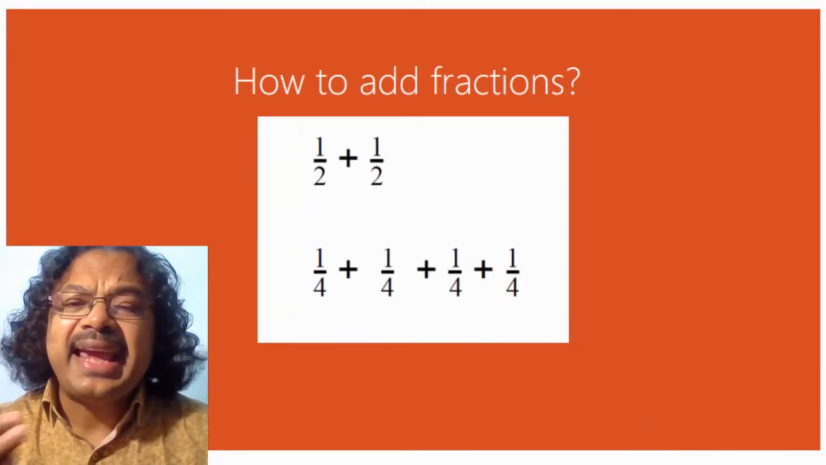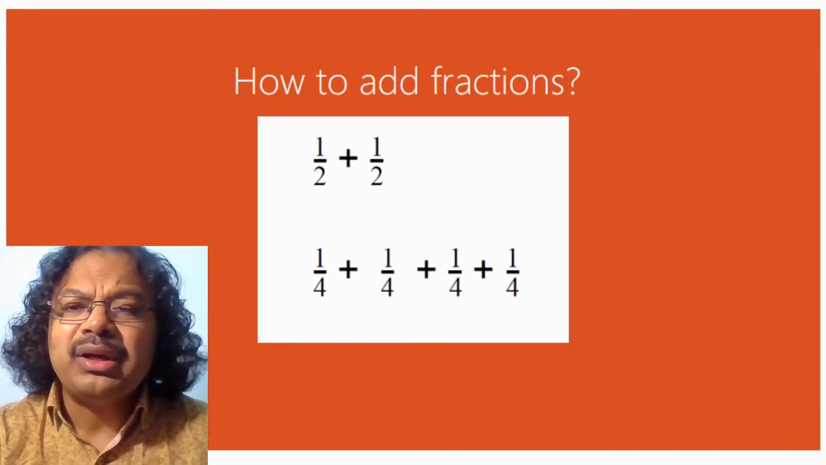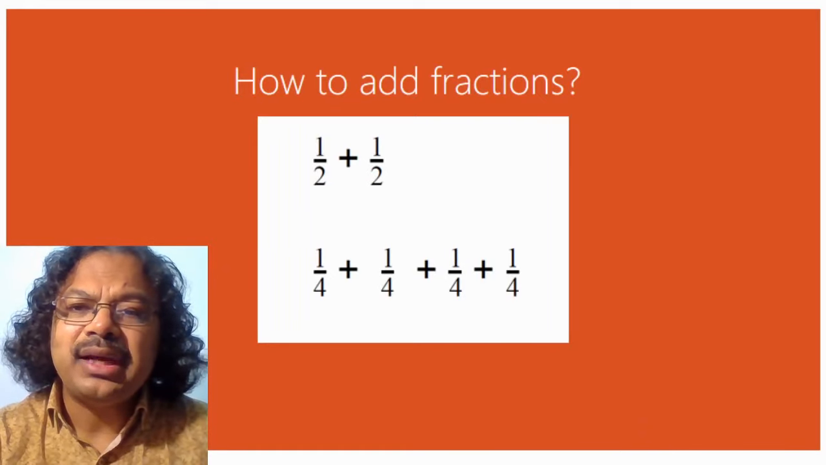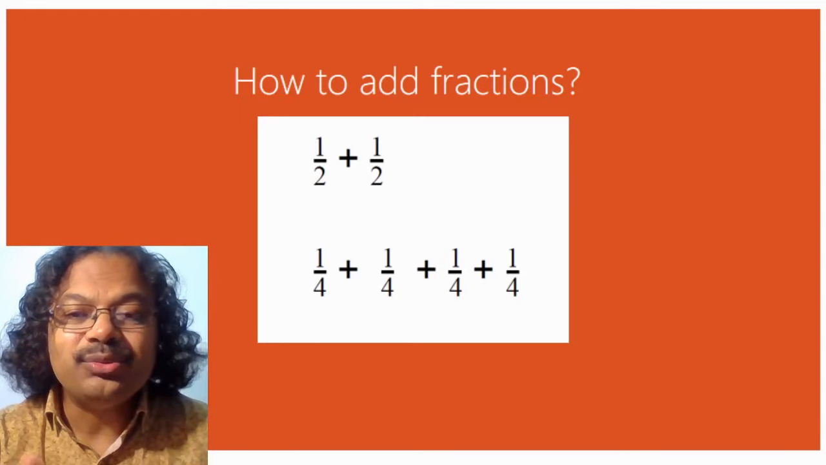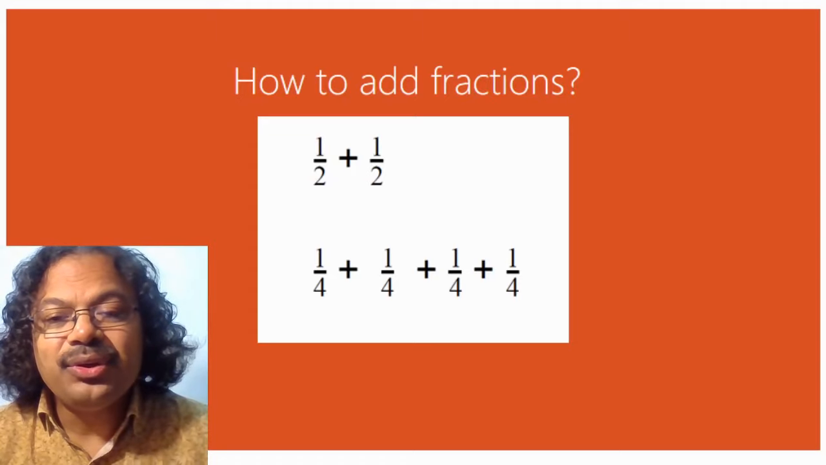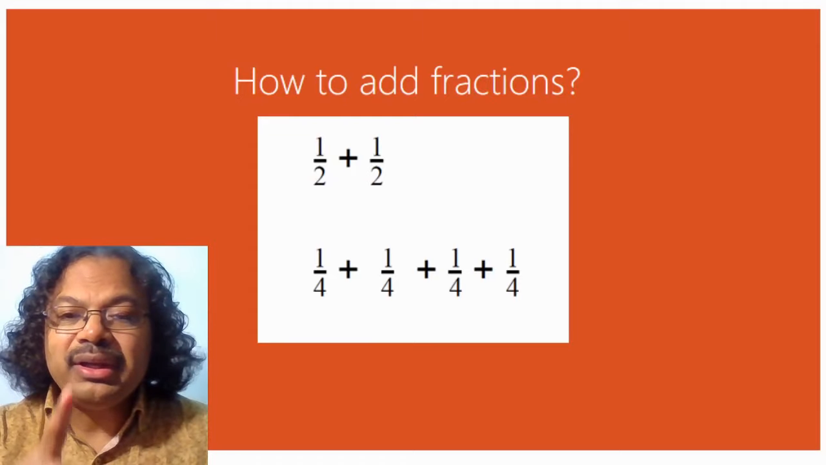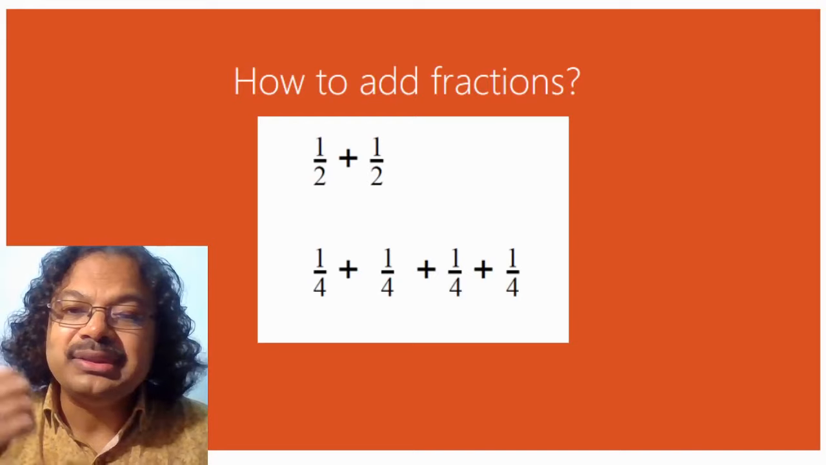When I am adding half and half, what I am doing is adding only the numerator, the top. The top numbers are called numerators and the bottom numbers are called denominators. So I'm adding the top numbers. I'm leaving the bottom number as it is. So it's a 2, so I'm going to leave the 2 as 2. So 2 over 2 is 1. So you see that we are only adding the top since the bottom is the same.